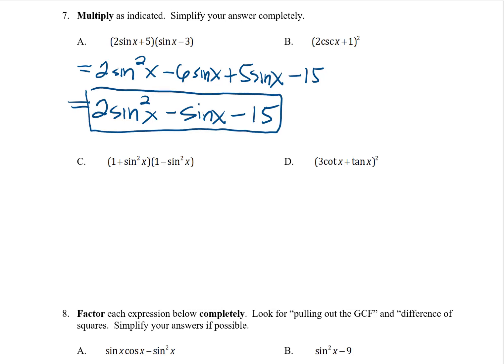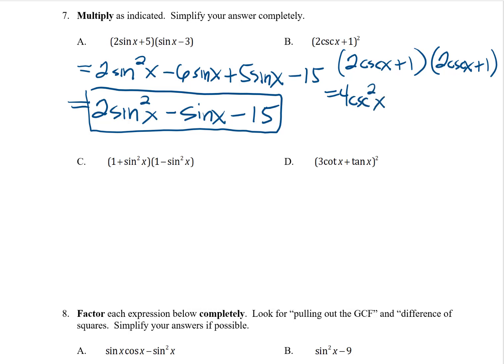Part B, I can't distribute exponents when I have a plus like that, so I'll have to write this out as a FOIL problem. It's 2 cosecant x plus 1 times another copy of itself. And then I can start my foiling. I've got 4 cosecant squared x.